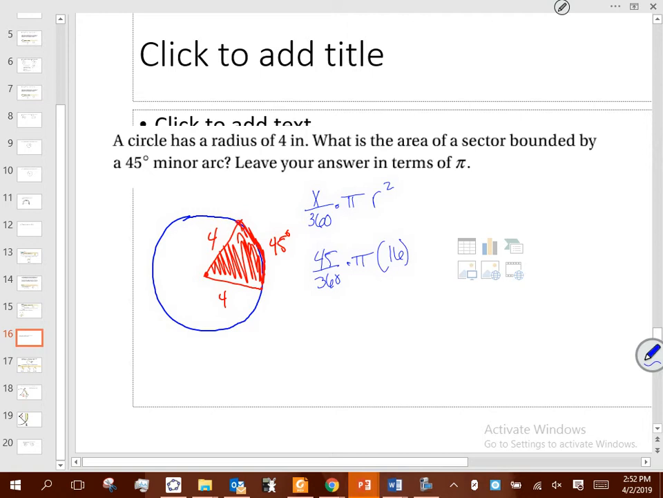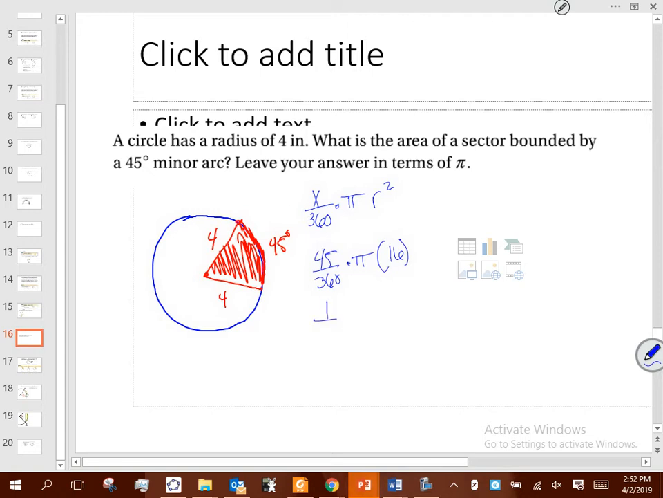Okay. Well, 45 is half of 90, right? So I should be able to fit twice as many 45s into 360 as I can 90s into 360. So that's where I get that 1/8 ratio, without grabbing a calculator, without really doing any division, right? Just using previously known facts to help me get there.